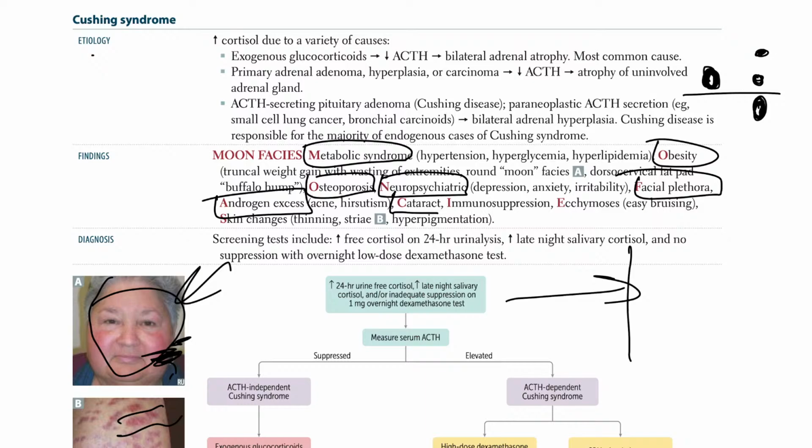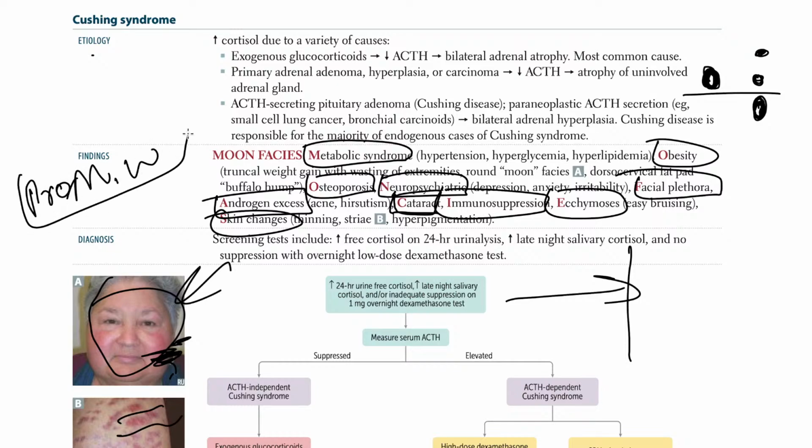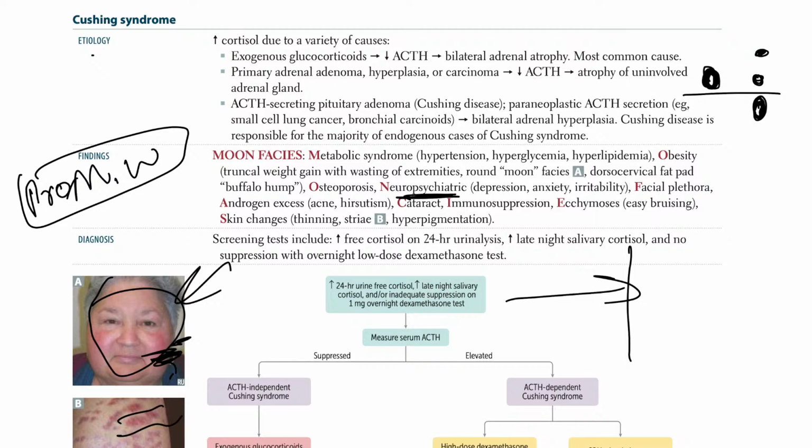Okay, and then you have cataracts, immunosuppression, ecchymosis, skin changes, and then muscle weakness, proximal muscle weakness. Neuropsychiatric, just think about neuropsychiatric being a range from decrease in concentration to psychosis. So from depression, anxiety, irritability, decreased concentration, to psychosis. That's also one of the things.